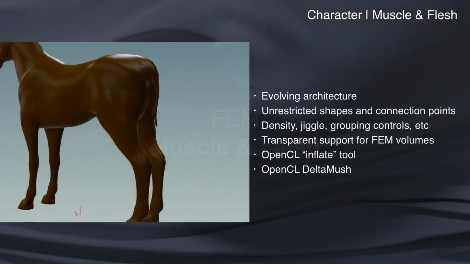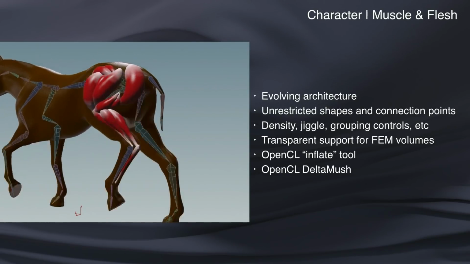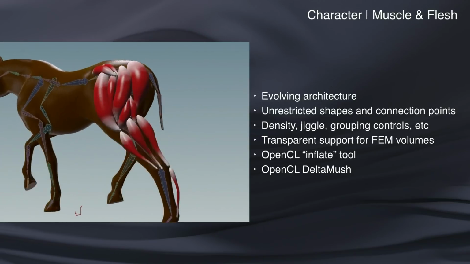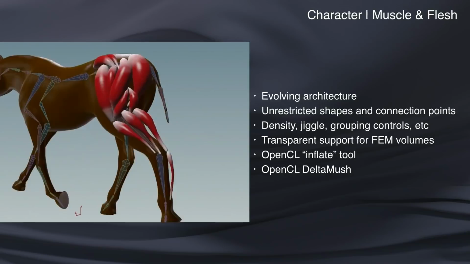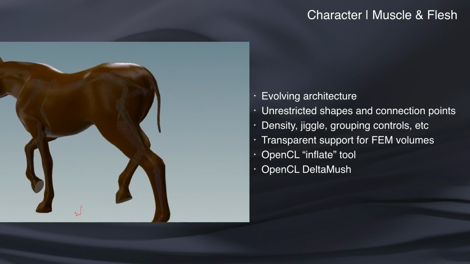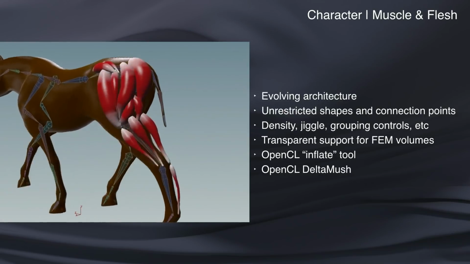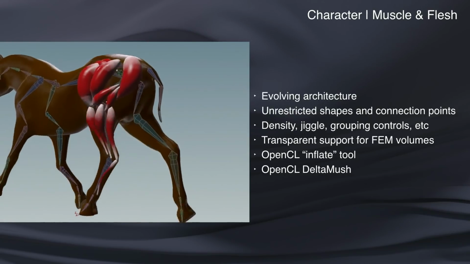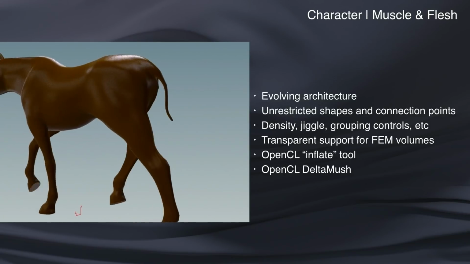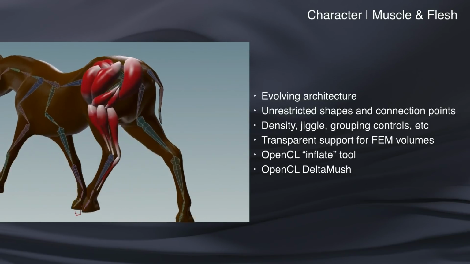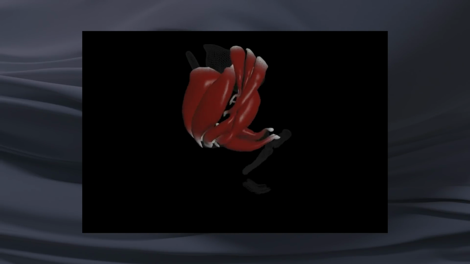I want to finish off with muscle and flesh. This is like the saga of muscles inside of Houdini. It seems like every release, from 16, 16.5, 17, we have different states of muscles. In 17, I believe we're now using sculpted muscles, where we can do unrestricted shapes and connection points. You can sculpt your muscles in another application, even deform them in another application, bring them in as either Alembic or FBX, and then pass them in through the FEM solver.